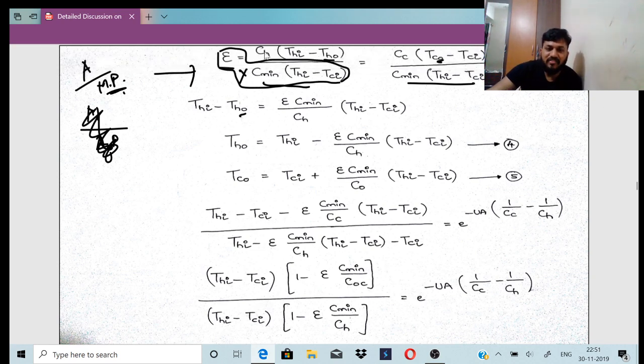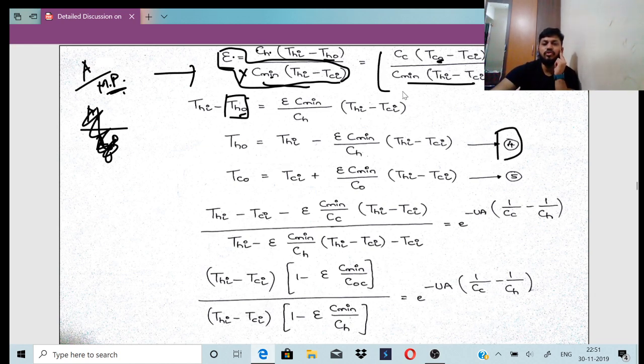Okay, if I just take THI minus TH naught outside, CH will become its denominator. So epsilon C min divided by CH into THI minus TCI. Now I have TH naught here, so this should be minus. So what will I get? THI minus epsilon C min, right? TH naught minus is there, so this goes to this side, negative negative. So I'll get THI minus, which will be my fourth equation.